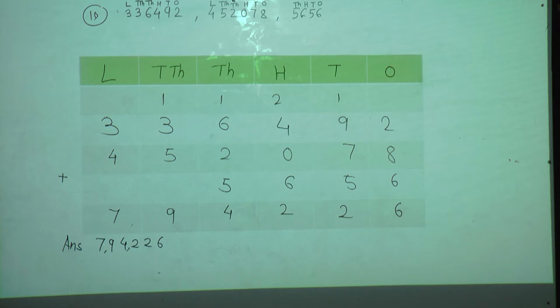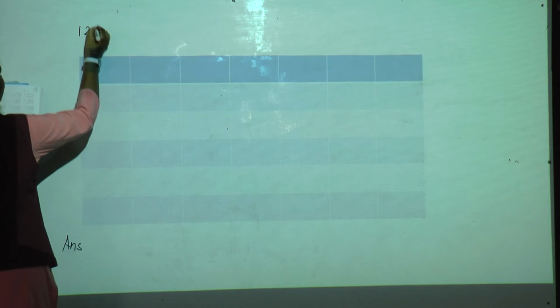7,94,226. Understood? Easy now? Yes, very easy. Last one more question I'll solve for you, that is the 12th one. Everyone tick the 12th number question. What is the 12th number?